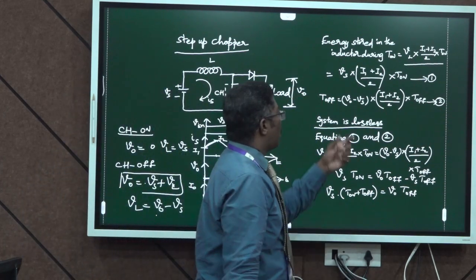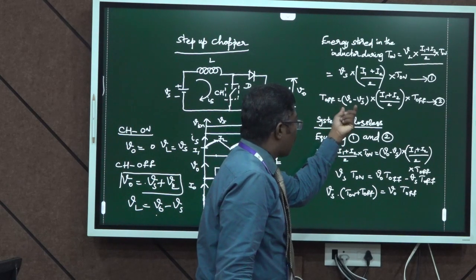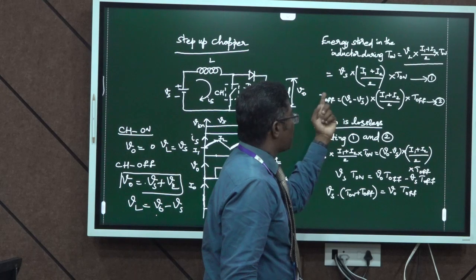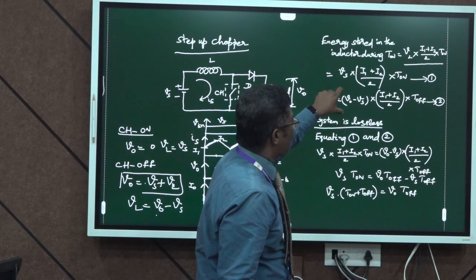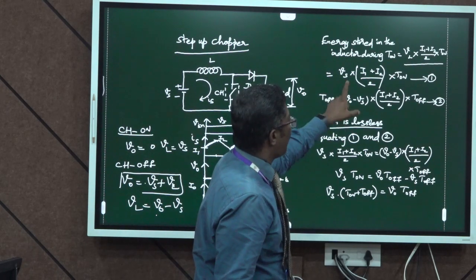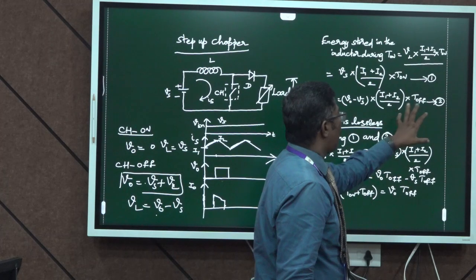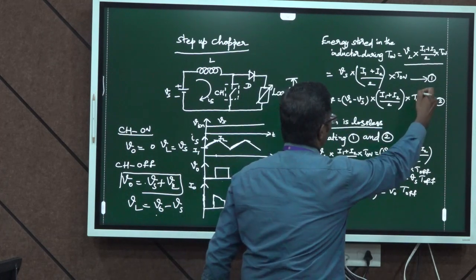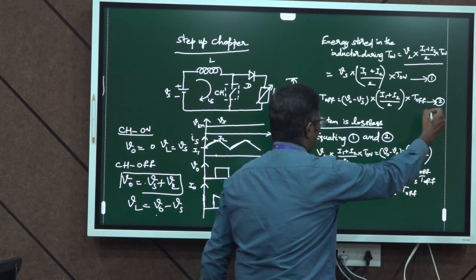So, by subtracting the supply voltage from the output voltage, I am calculating the value of voltage across the inductor, and the current is average value into off time period. This is mentioned as equation 1 and this is mentioned as equation number 2.